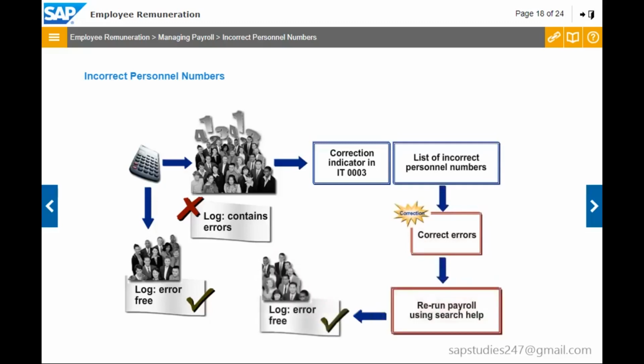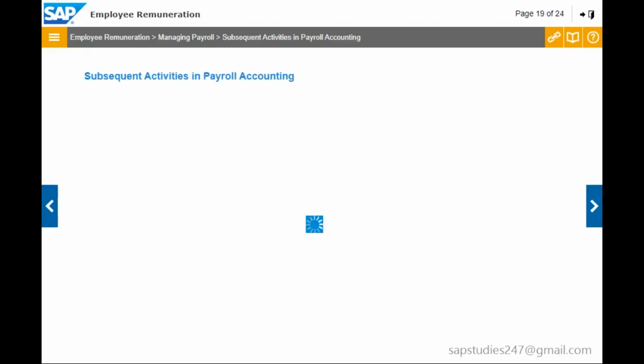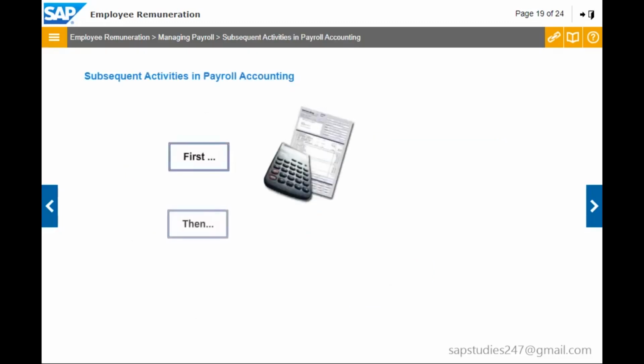During a payroll run, the system may find errors in master data and time data. While the payroll is run successfully for error-free personnel numbers, a correction indicator is assigned in the payroll status info type IT0003 to personnel numbers with errors. This info type represents the control record at the employee level. You can view the personnel numbers with errors in the payroll log. You can also print these personnel numbers using the control record.